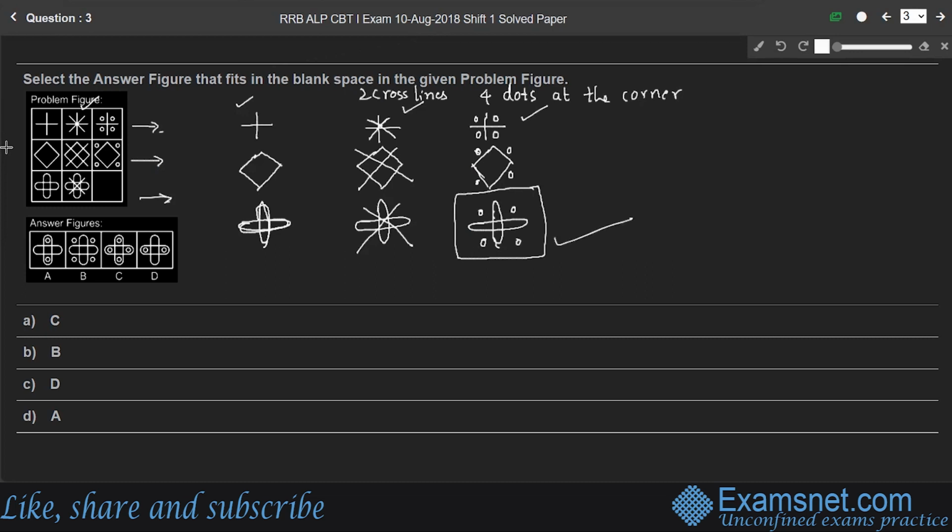Therefore, here are 4 figures A, B, C, and D. So in which figure B is the right answer, right? The figure B is the third figure of the third row, right? Therefore, among 4 options, option B is the right answer. Option B has figure B as answer. Therefore, option B is the right answer.